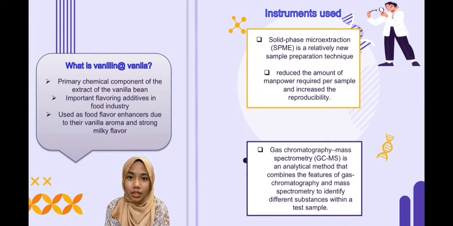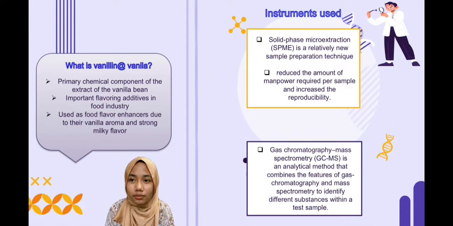Back to our topic. So, what is vanillin? Vanillin is the primary chemical component of the extract of the vanilla bean. Vanillins including vanillin, 3-methoxy-4-hydroxybenzaldehyde, and ethyl vanillin, 3-ethoxy-4-hydroxybenzaldehyde, are important flavoring additives in the food industry. Vanillin and ethyl vanillin are widely used as food flavor enhancers due to their vanilla aroma and strong milky flavor.